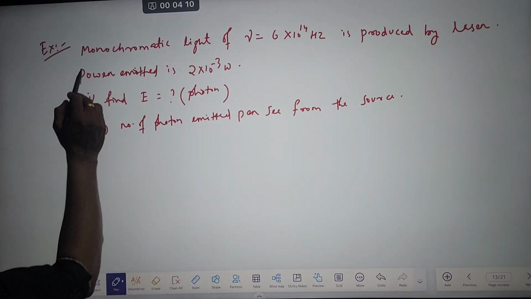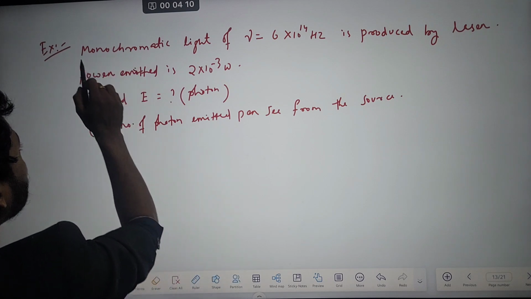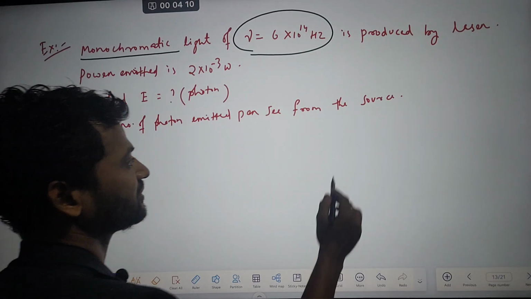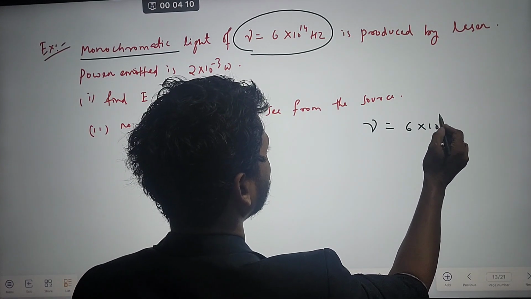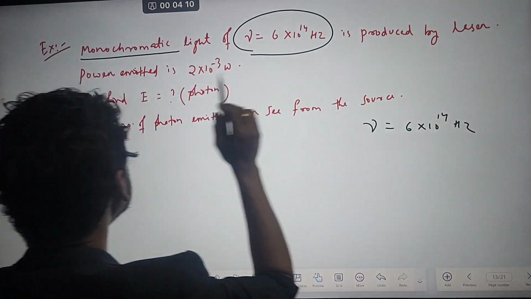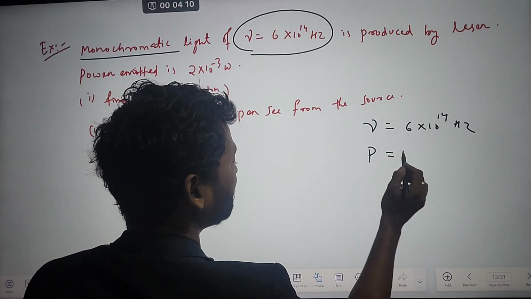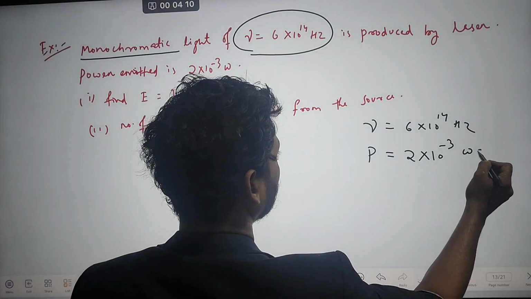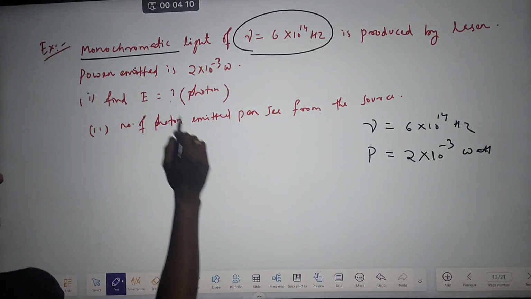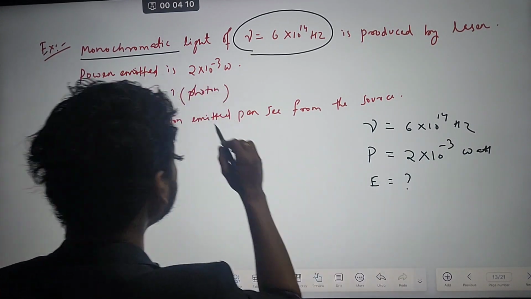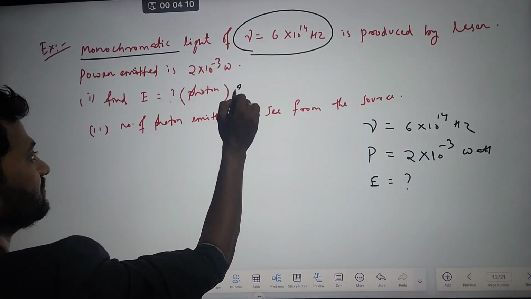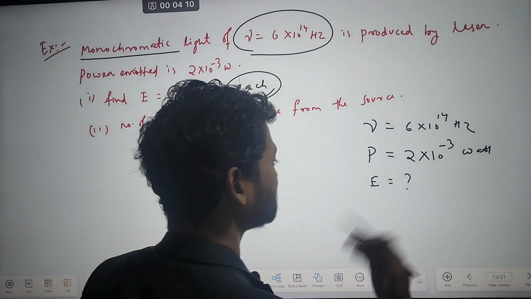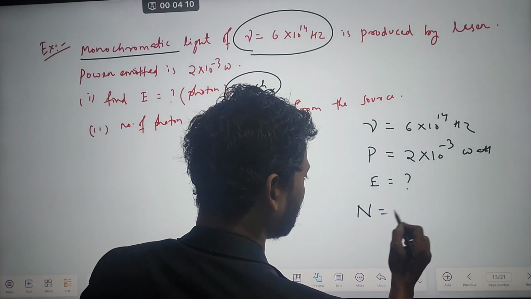Next is an interesting question, an NCERT question. Monochromatic light of frequency 6 into 10 to the power 14 hertz is produced by a laser. The power emitted from the source is given as 2 into 10 to the power minus 3 watt. We'll find out the energy of each photon, not total energy, and the number of photons emitted per second from the source, where n is the number of photons per second.